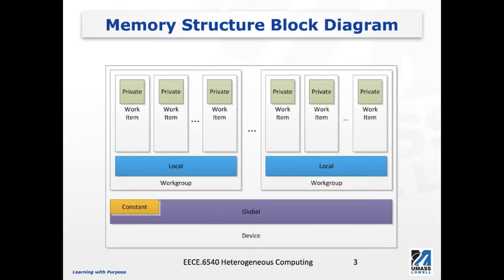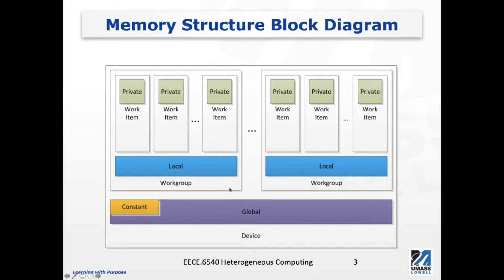We use this diagram to illustrate the relationships among these memory structures. This picture refers to the memory structures on the device side. As we can see, this global memory is visible to all the work items and work groups. As a part of the global memory, constant memory stores the data that are not altered during the runtime.